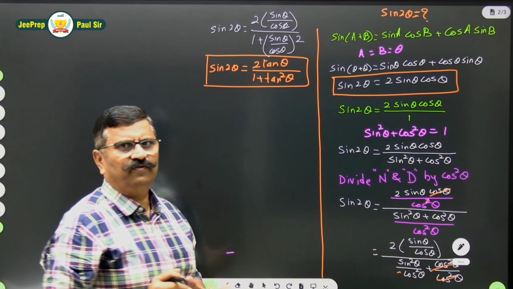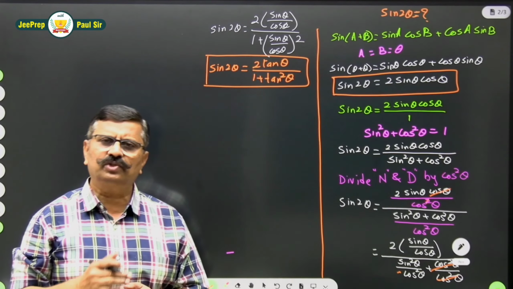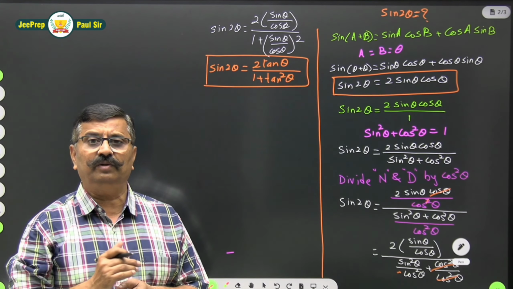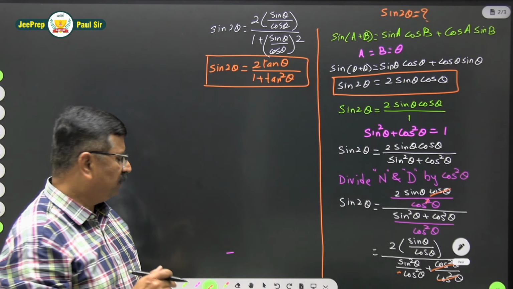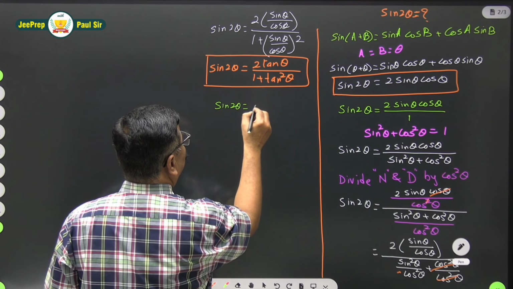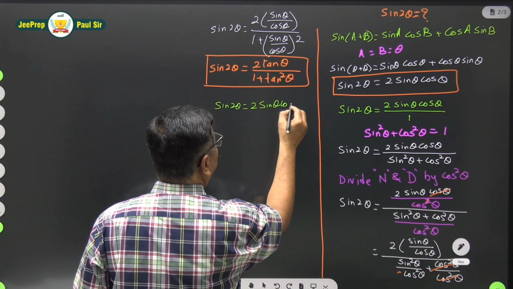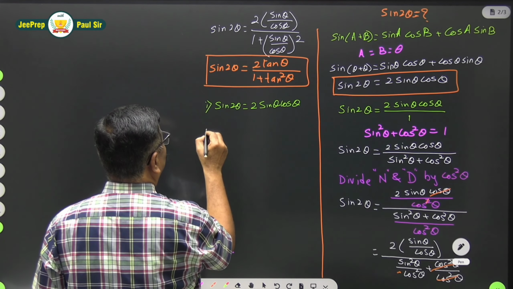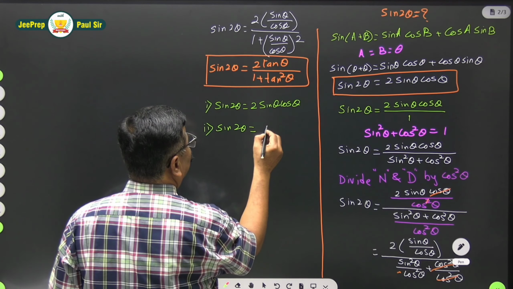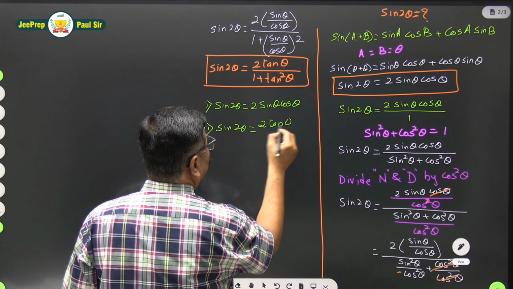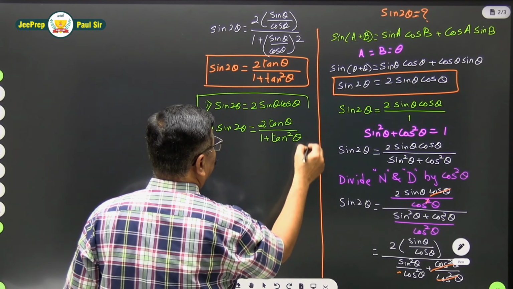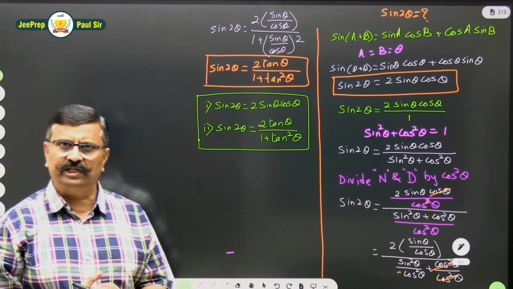So there are two formulas for sine 2 theta. The first one is 2 sine theta cos theta, while the other one is 2 tan theta upon 1 plus tan square theta. Let us list out these formulas again. Sine 2 theta is equal to 2 sine theta cos theta. This is the first formula. And the second formula is sine 2 theta is equal to 2 tan theta divided by 1 plus tan square theta. So we get these two formulas for sine 2 theta.